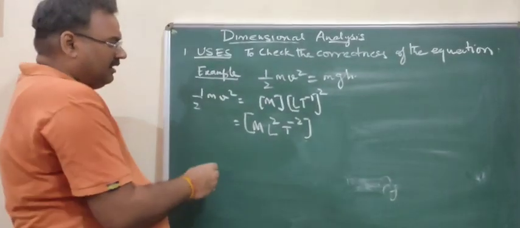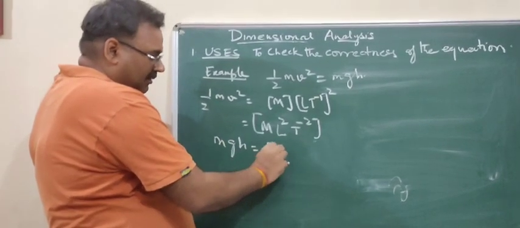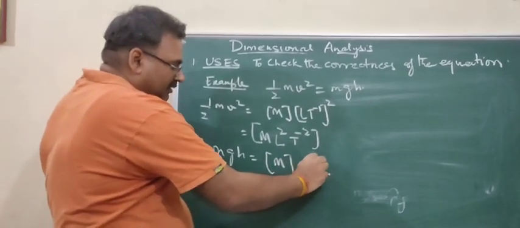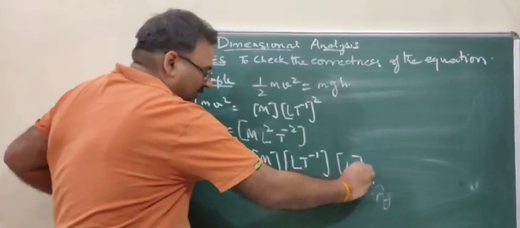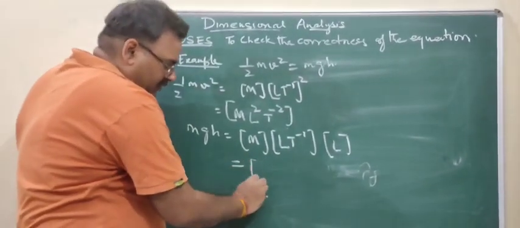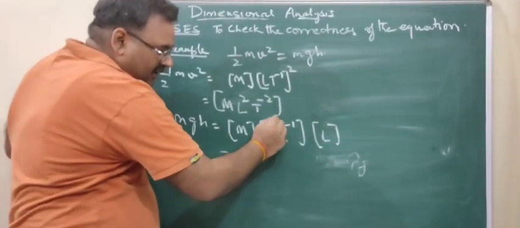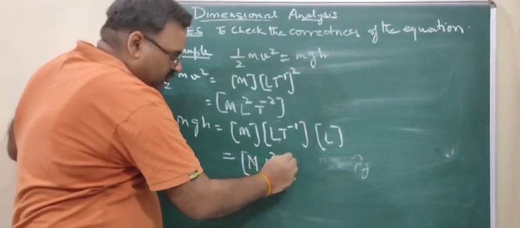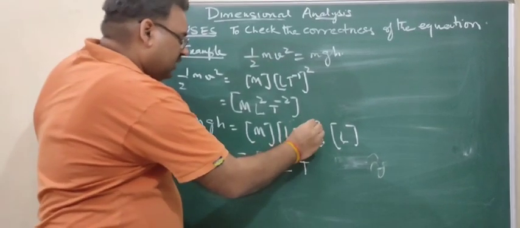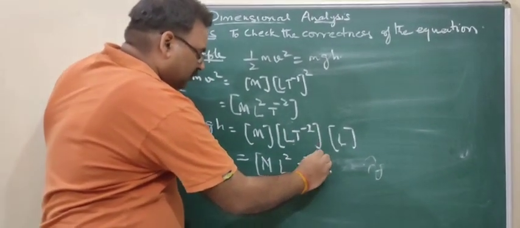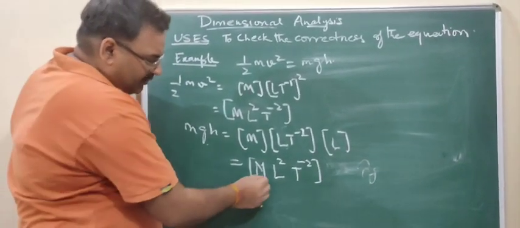Okay. Then we have mgh. Mass M, g is LT minus 2, and h is again L. So we combine them together. First M only 1, then 1 L here, 1 L here, L raised to power 1, L raised to power 1, this is L raised to power 2, and T raised to power minus 2. This is acceleration. Acceleration की क्या होती है? LT minus 2. So M L square T minus 2.